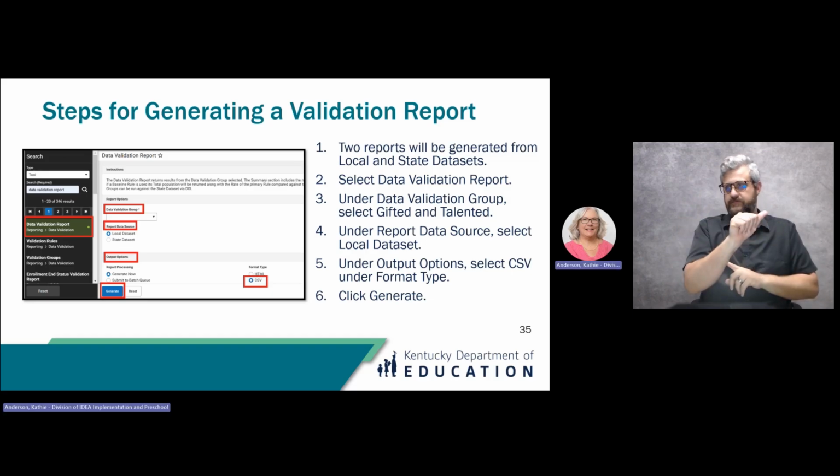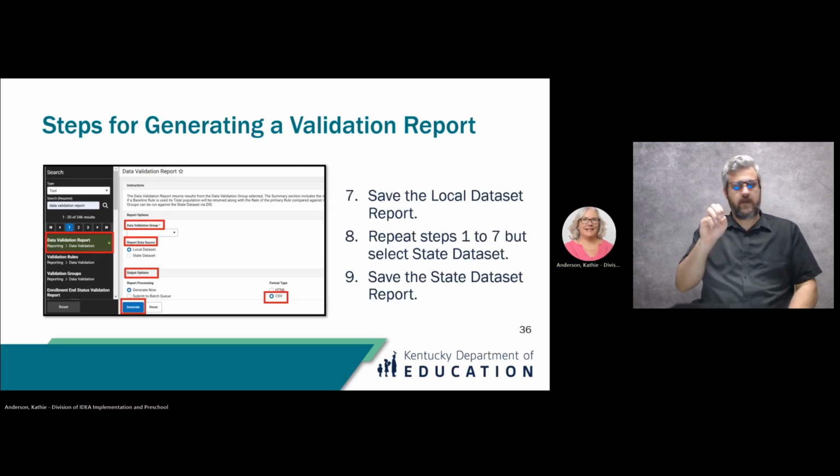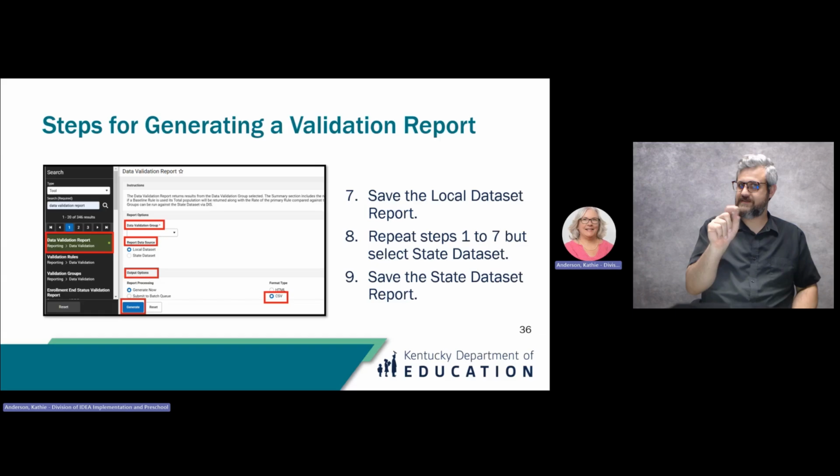Two reports will be generated from local and state data sets. Select Data Validation Report. Under Data Validation Group, select Gifted and Talented. Under Report Data Source, select Local Dataset. Under Output Options, select CSV under Format Type. Click Generate. To generate the validation report, you will want to save the local data set report. Then for the state data set, you will repeat steps 1 through 7, but you're going to select State Dataset. Save the State Dataset report.